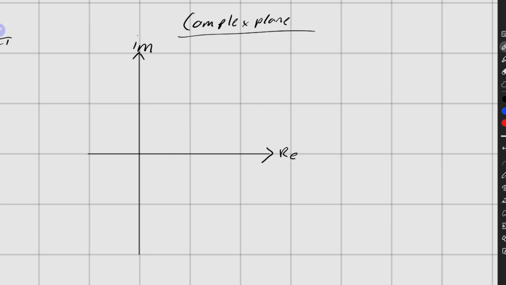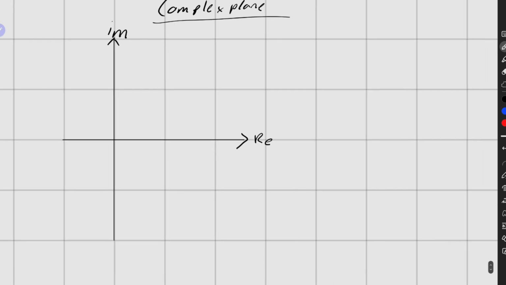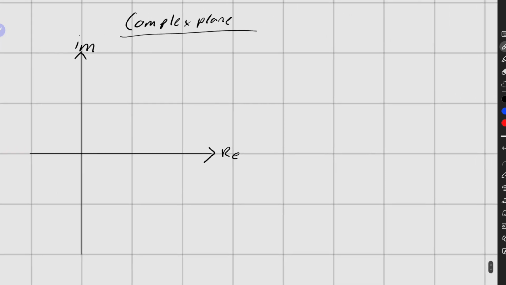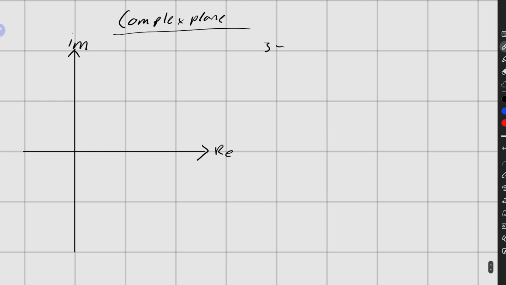Now don't let the name scare you. These are a lot simpler than they sound. It is pretty much just like your basic Cartesian plane, but with a twist. For example, if we were to graph 3 plus 4i, feel free to give this a go and see if you get it right. The idea is we plot it as a point 3 units along the real axis and 4 units up on the imaginary axis.